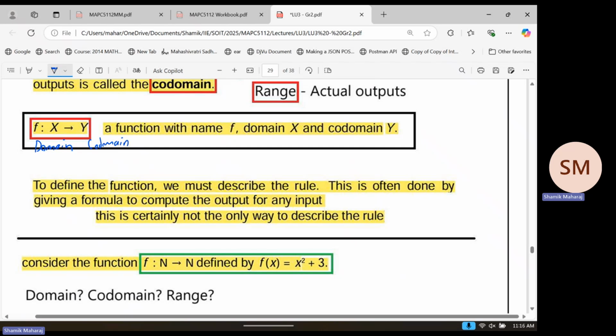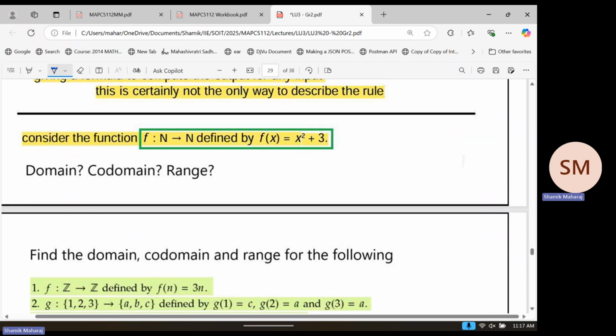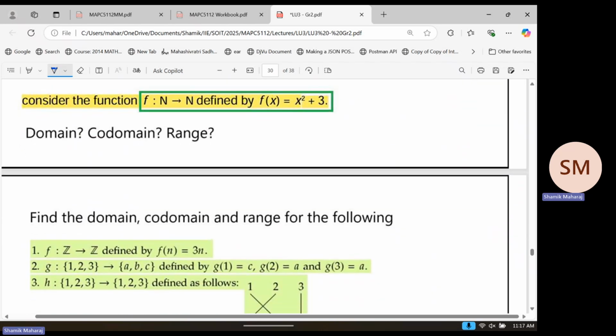So if you're given this and asked these questions, what's the domain and codomain? You don't need to work it out. You just read it straight from here. Right? And let's look at an example now to make this less abstract. This example is down here. Sorry, not in red. The one in green is the example. Right here.